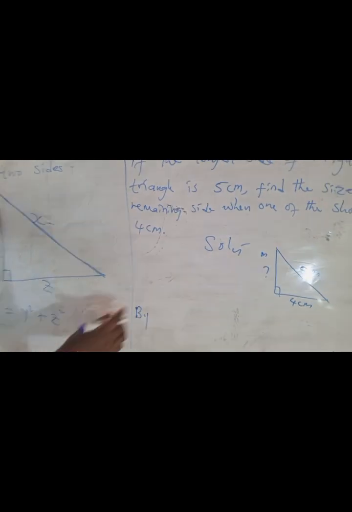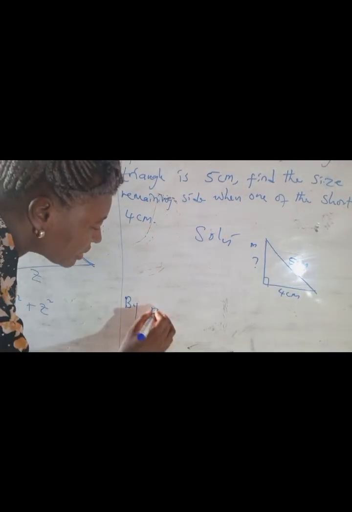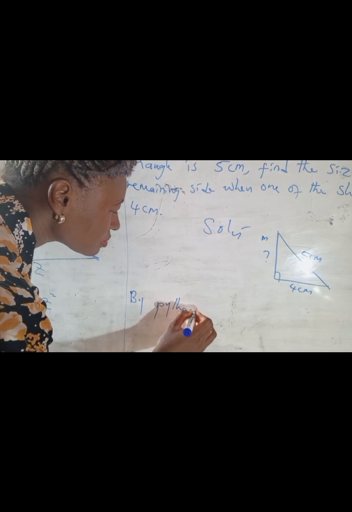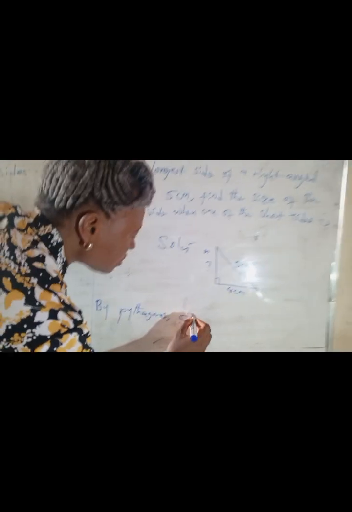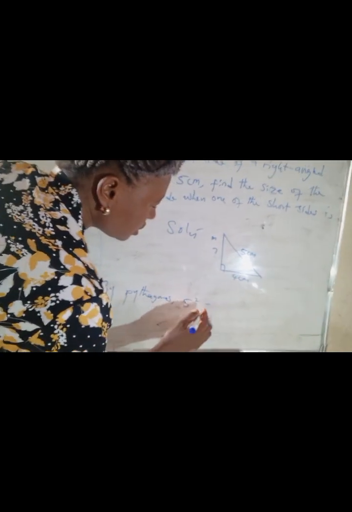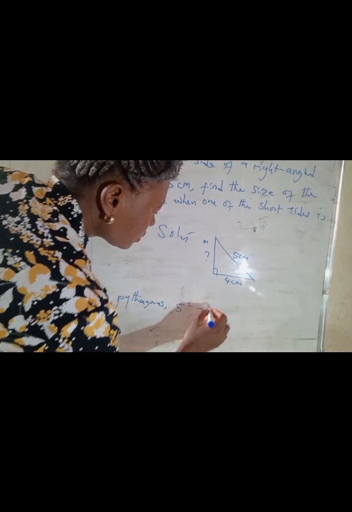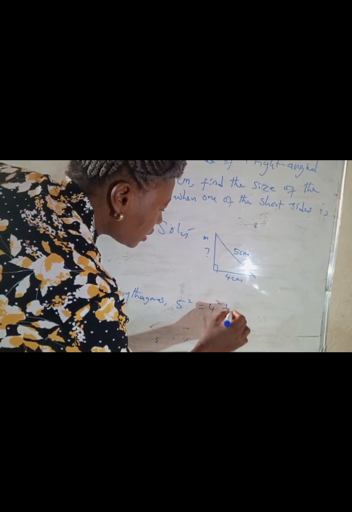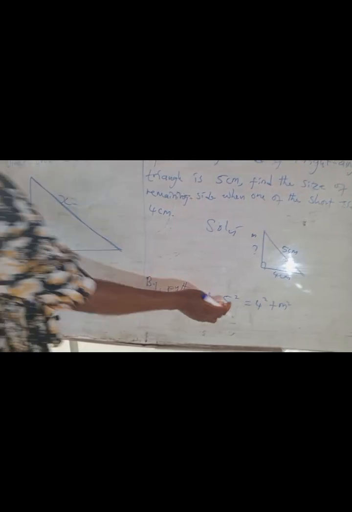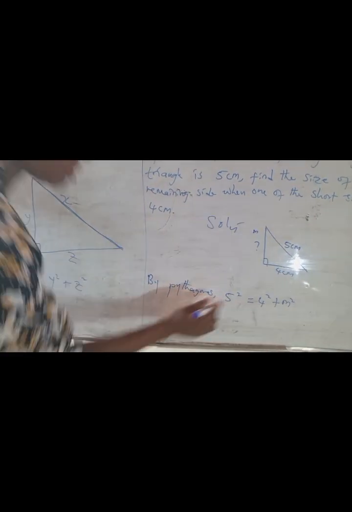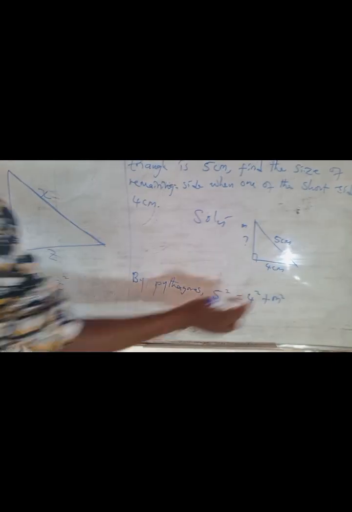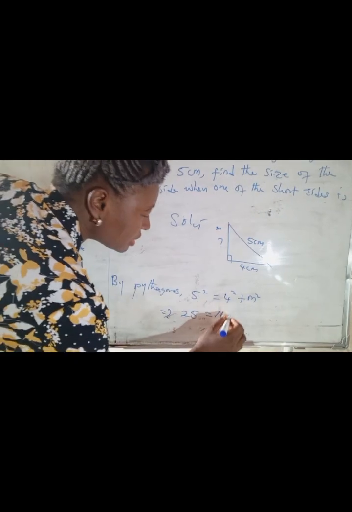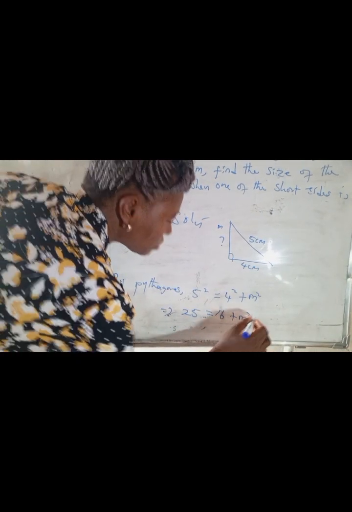This is how you answer the question, assuming it's a theory question. By Pythagoras, 5 square is equal to 4 square plus m square. So when you have something like this, you find your square of 5, and square of 5 is what? 25 is equal to the square of 4, which is 16, plus m square.